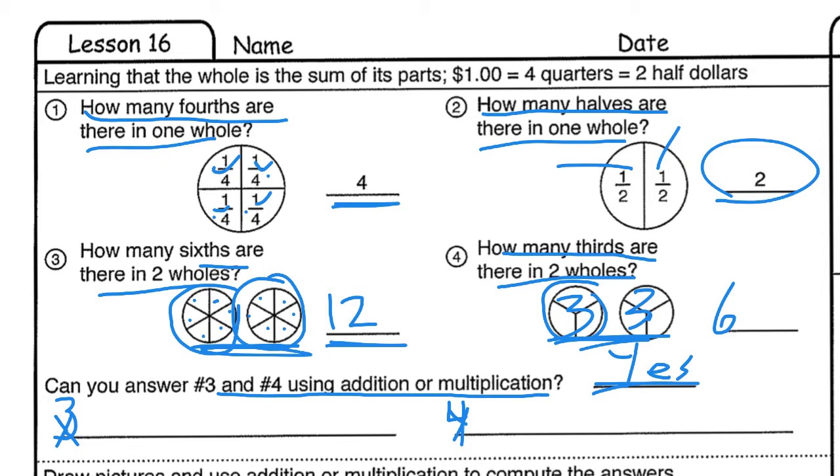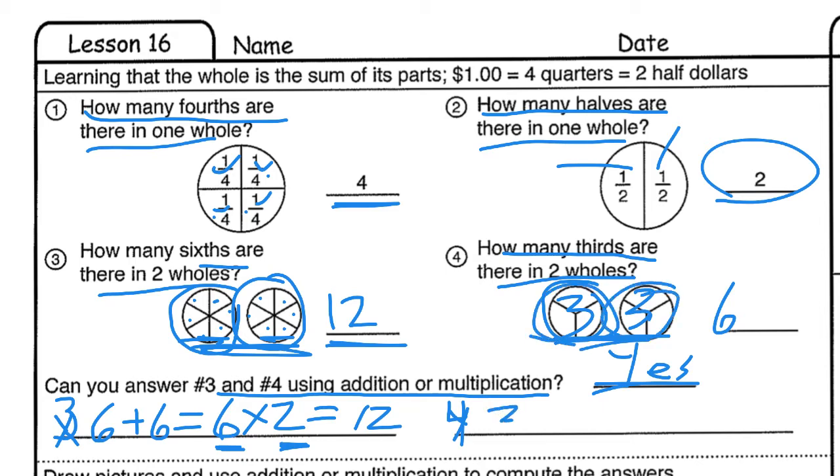So for number 3, you should have already done it. There's 6 parts and 6 parts. That equals 6 plus 6. Another way to write 6 plus 6 is 6 times 2. How many sixths are there in two wholes? Do you see where that came from? And the answer, of course, was 12. On number 4, you've got 3 and 3. So 3 plus 3 equals 3 times 2. Which is equal to 6. You see how many thirds are there in two wholes.